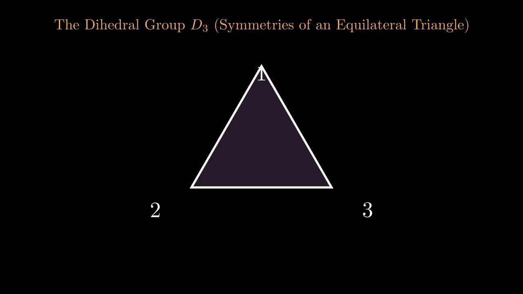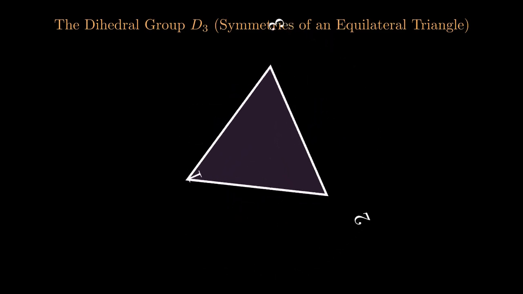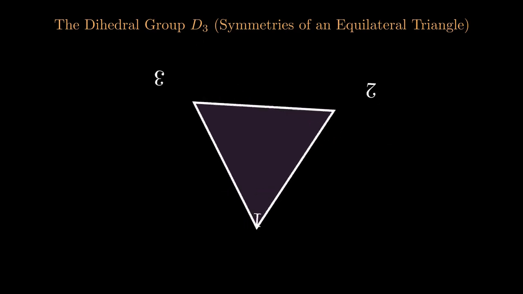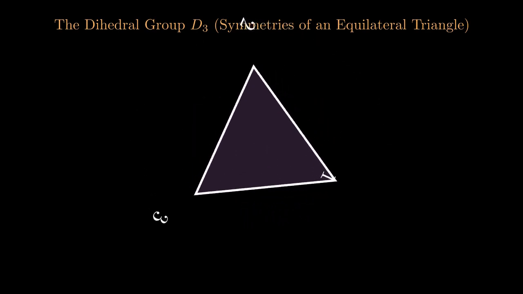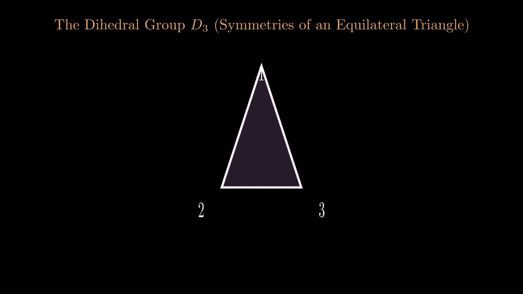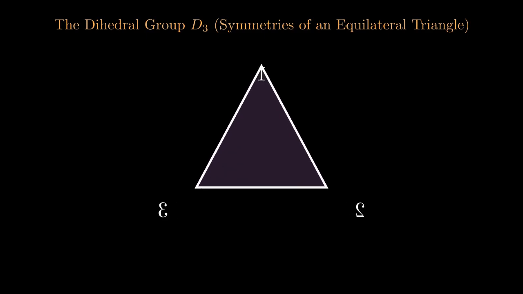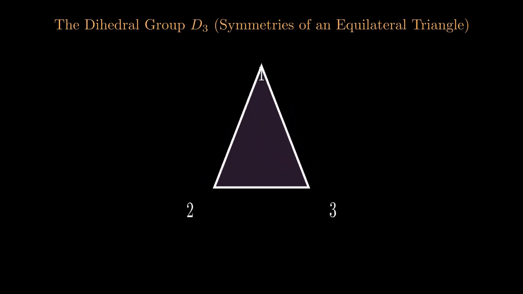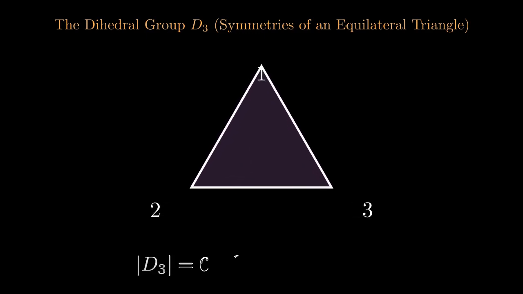The group of rotations of a triangle. We can rotate a triangle around the center, and we can get back to the identity by 3 rotations. Or we can flip the triangle. These symmetries form a group called the dihedral group D3, which has 6 elements.